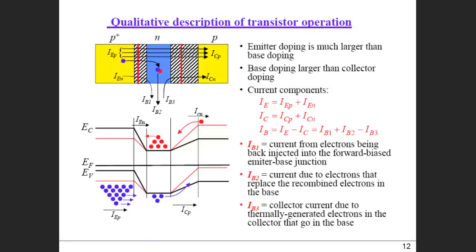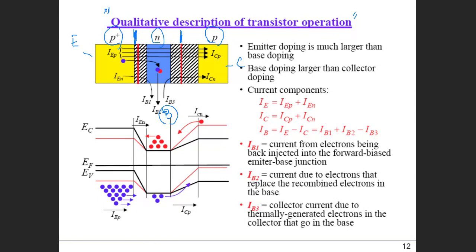Now, this slide roughly shows the current components in this BJT. In this very simple example, you have a PNP transistor. You have the emitter, the base, and the collector. Emitter and base form a PN junction, and base and collector form another PN junction. For example, you can apply a bias between emitter and base, and also between collector and base, right?